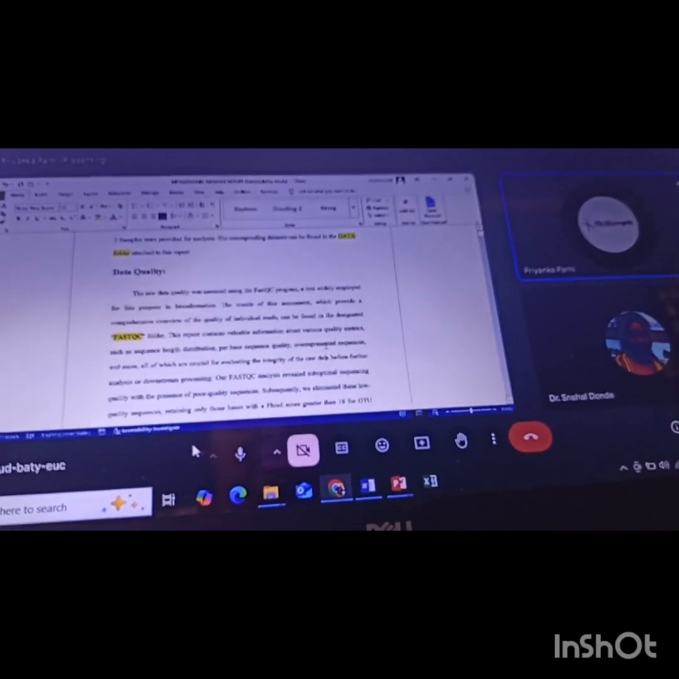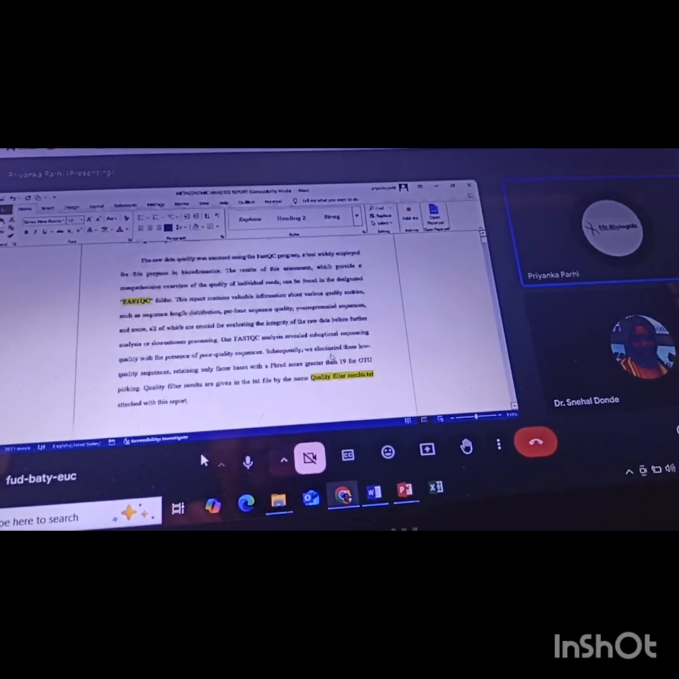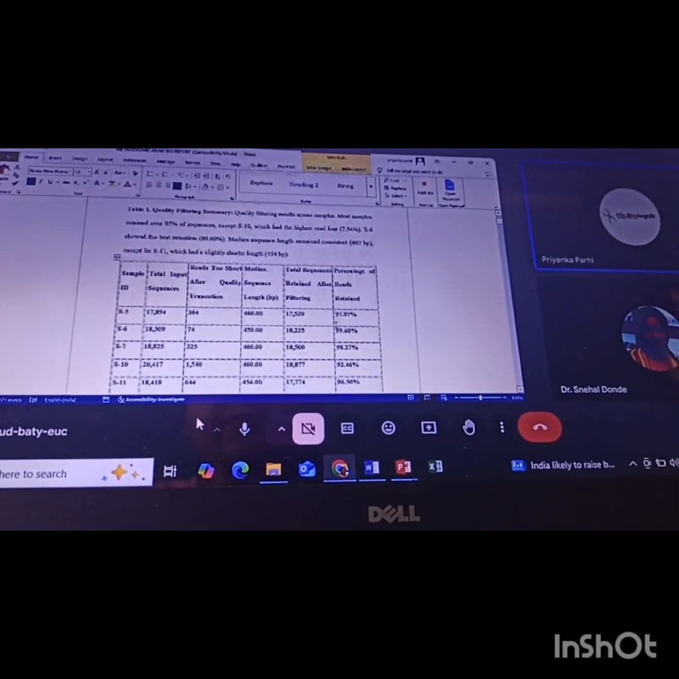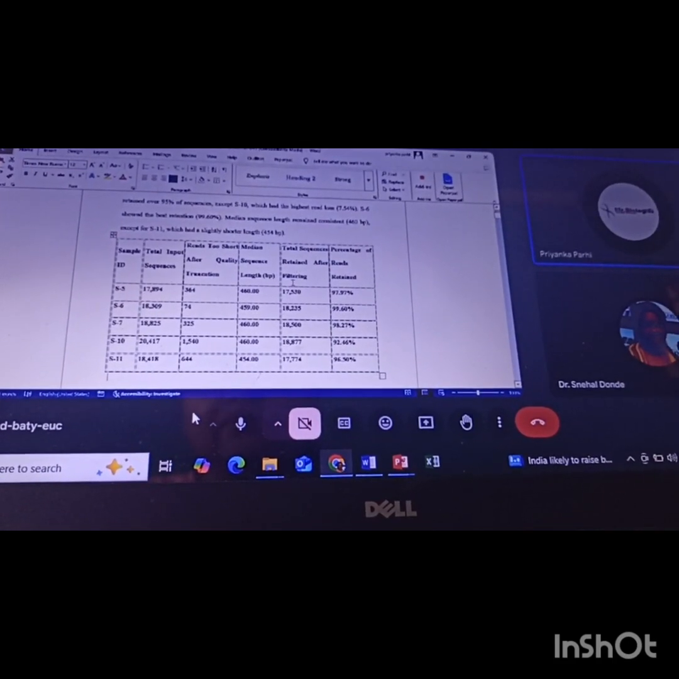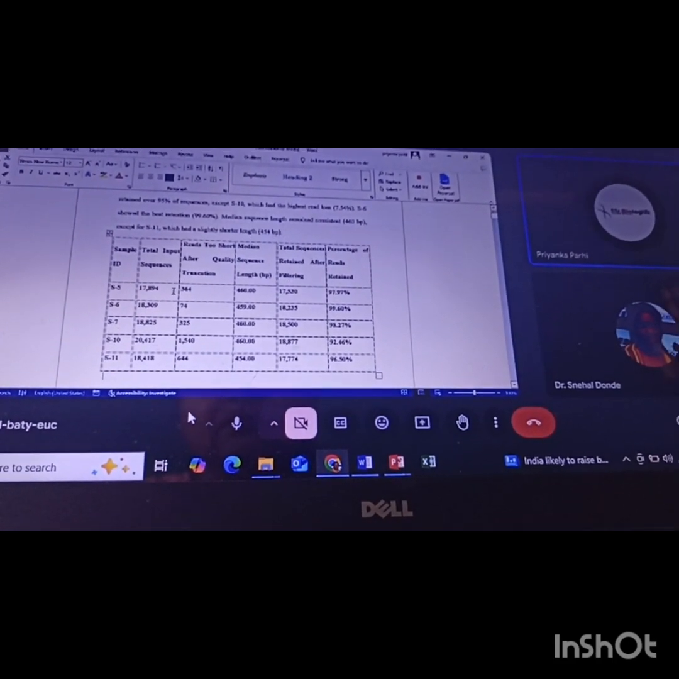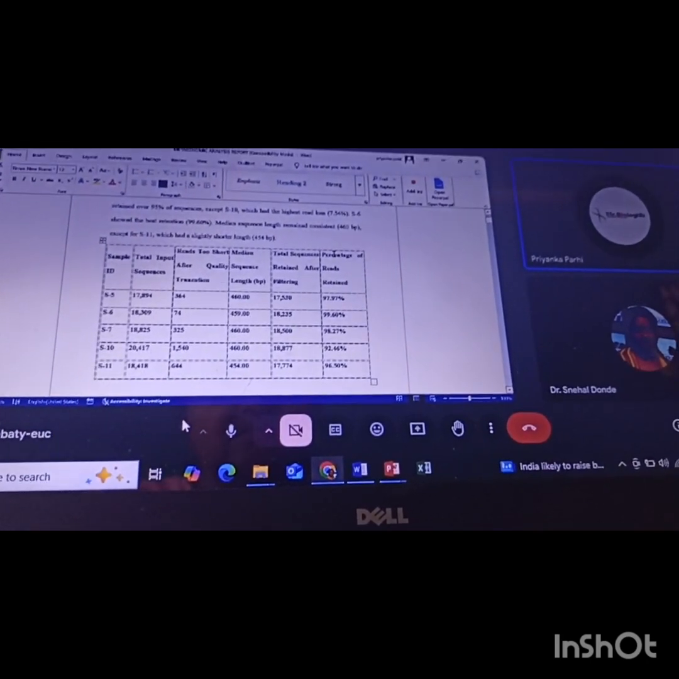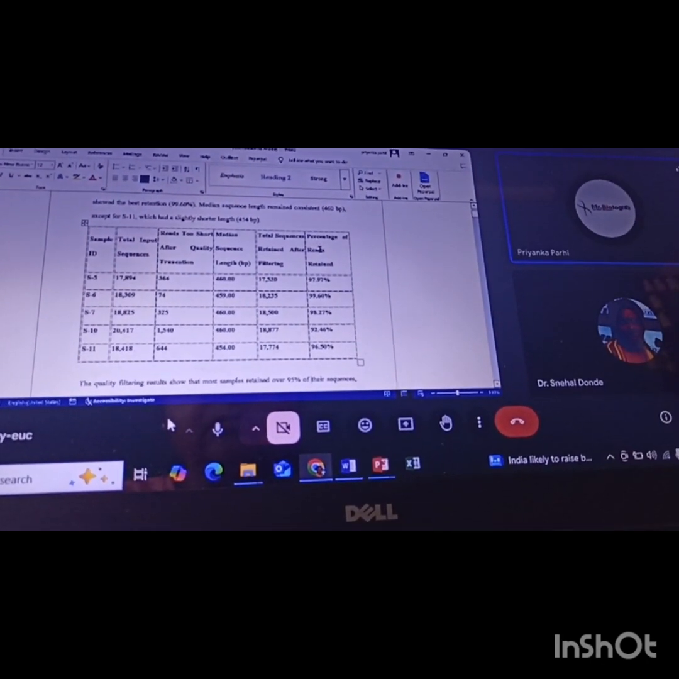Initially we just added data quality in a paragraph only. Later what I did, I created a table for it. It shows how many total sequences there were and what the quality was. The entire theme of doing data quality is to analyze whether the DNA we extracted is up to the optimal level so that we can process it.